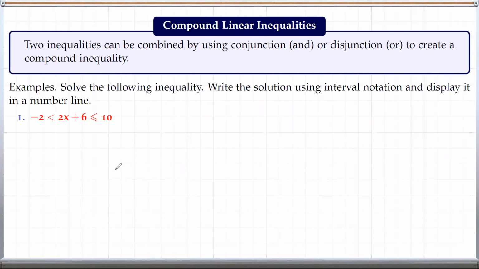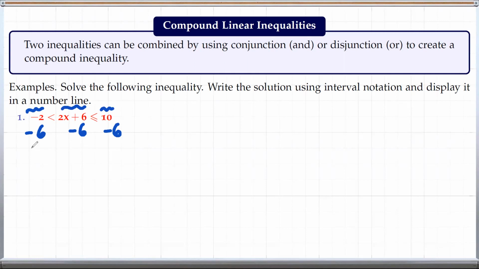All right, so here is our first example. Here we have -2 < 2x + 6 ≤ 10. Our goal is to isolate x. So the first step, we will subtract 6 from each part of this inequality. Subtract 6 here, here, and here. We have 3 parts, so we need to do the same thing to each part.